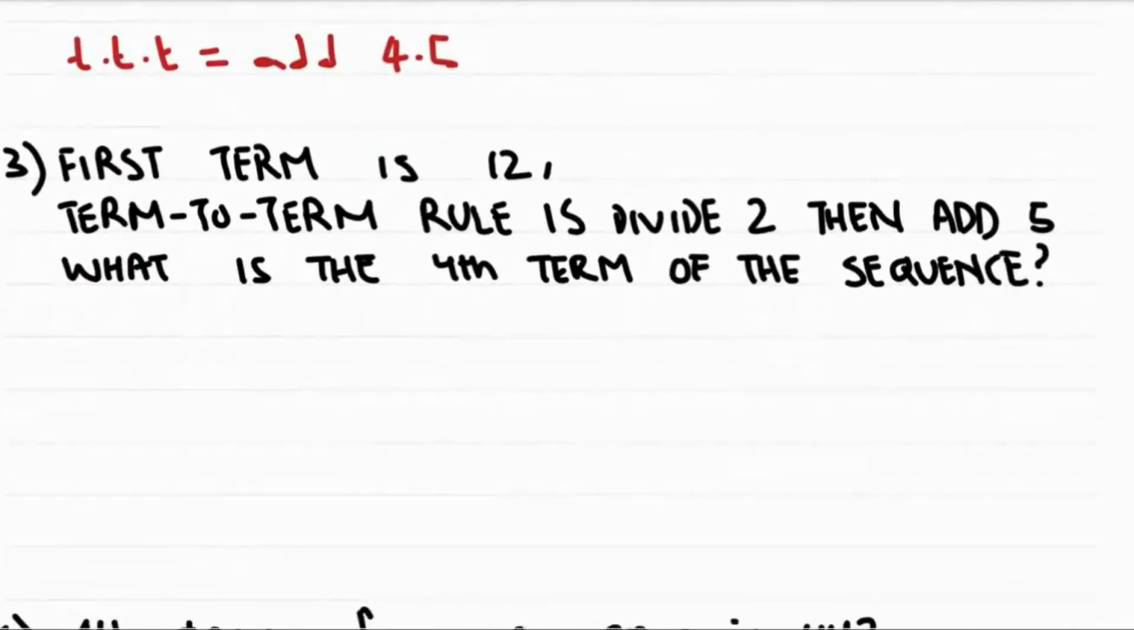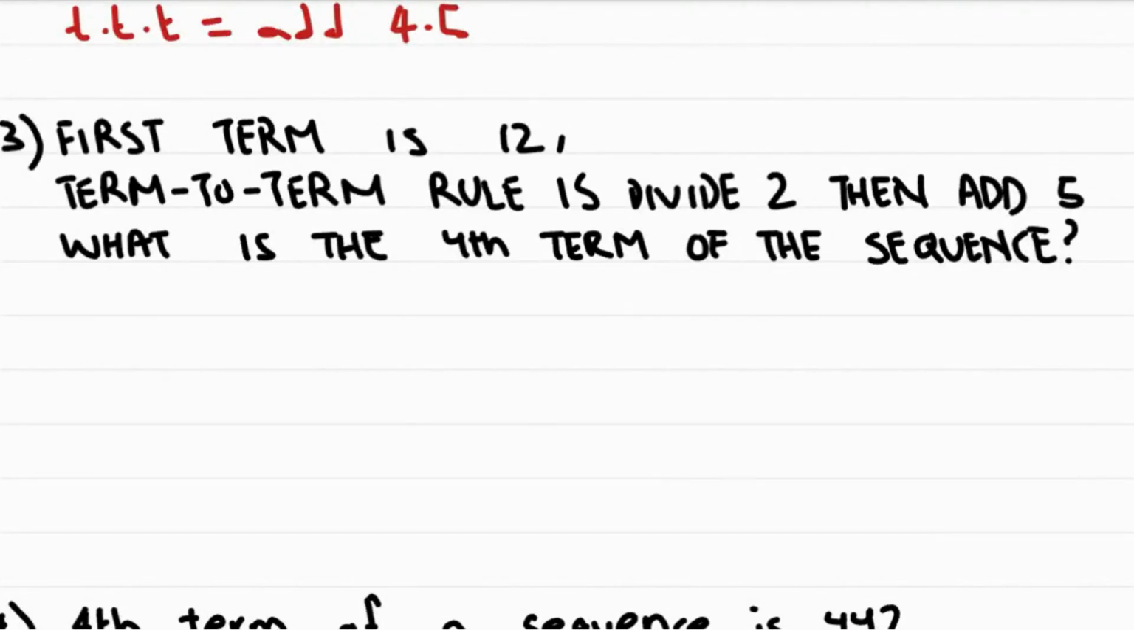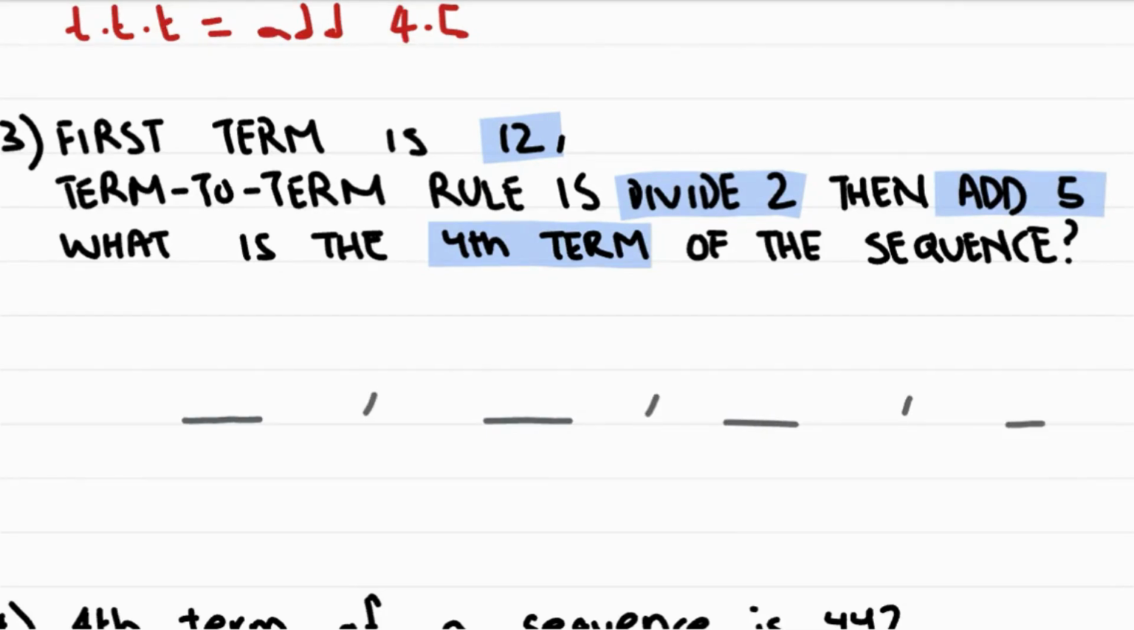We completed this question. Our next question says that the first term is 12, and the term to term rule is to divide it by 2, then add 5. It's in two parts. And what is the fourth term of this sequence? We are to find the fourth term. So let's make a few dashes over here, 1, 2, 3 and 4, and I'll make commas between them. This is the sequence.